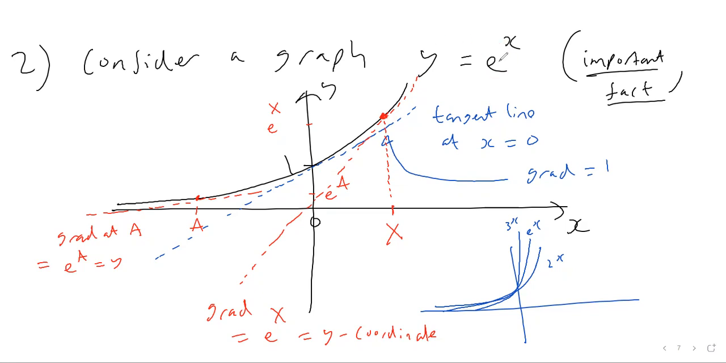This is the only number that it works for. There's no other number this works for. So 2 to the x, this fact doesn't work. 3 to the x, it doesn't work. 10 to the x, it doesn't work. e to the x, this fact does work. So when you take the gradient at any point, do a tangent, take the gradient of that tangent, that gradient will be exactly equal to the y coordinate at that point you looked at.